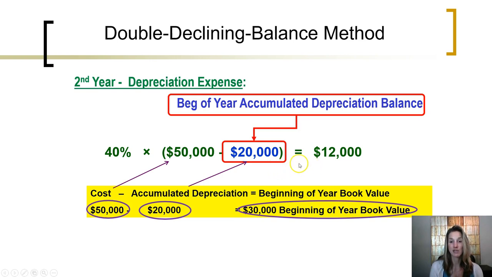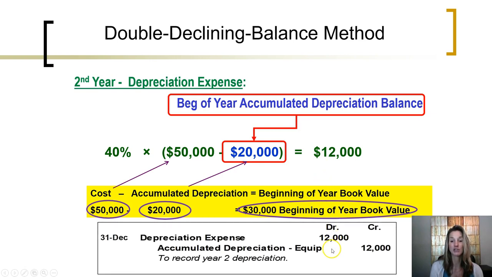40% times $30,000, year two's depreciation expense will be $12,000. Year two's journal entry, debit to depreciation expense, credit to accumulated depreciation for $12,000.